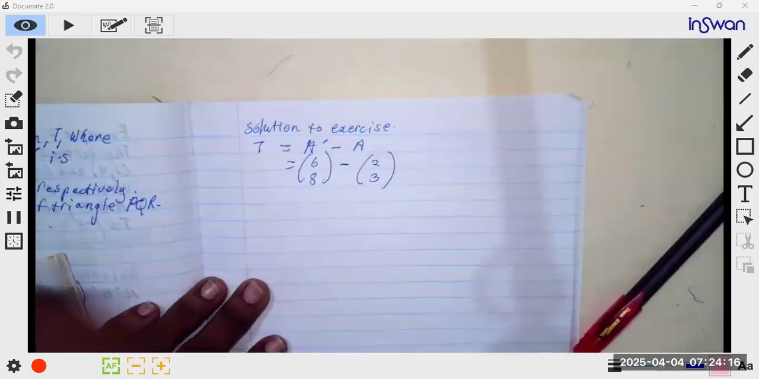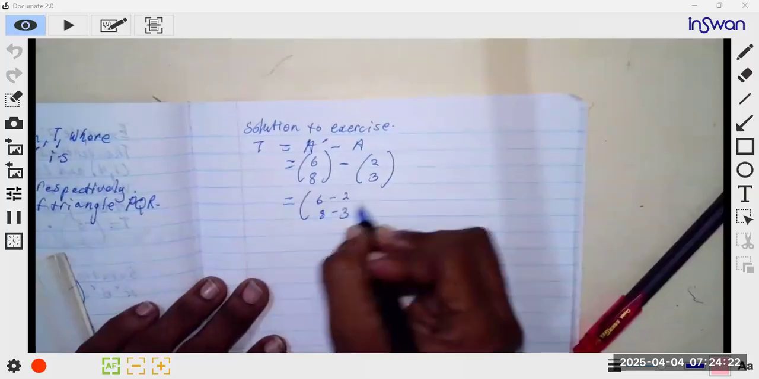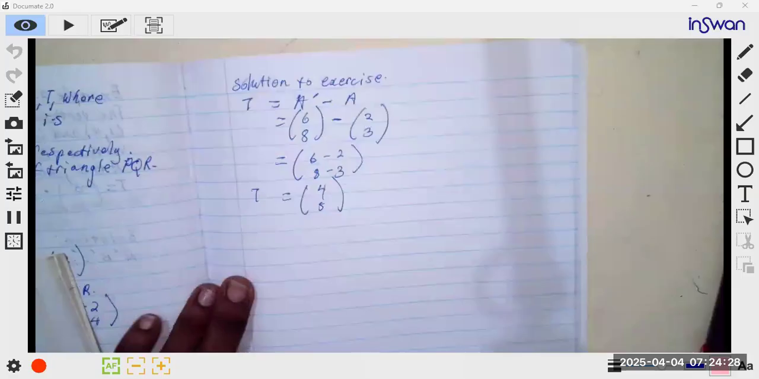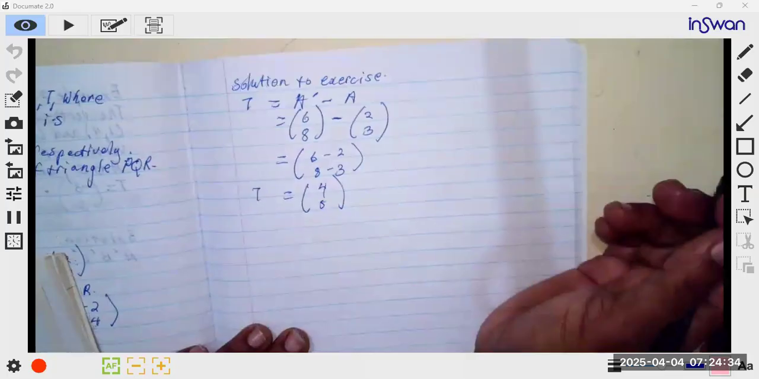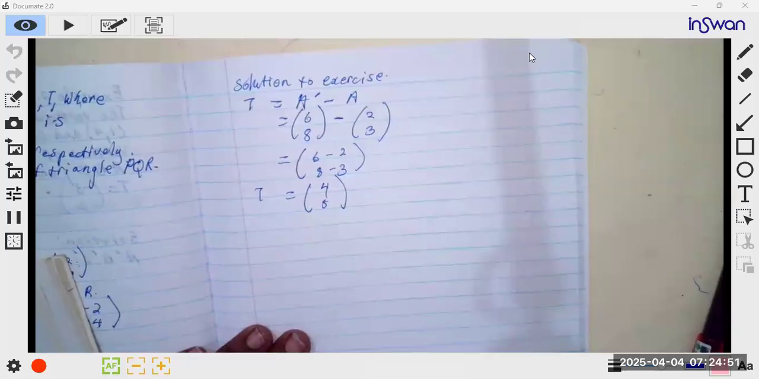All right. So what did you get? 6 take away 2 and 8 take away 3. So you get a translation vector of 4 and 5. That's what you got? No. What did you do? Miss, I had it back to front. Oh, you put the object first and then the image. So you make a correction there where your translation vector will be the image first and then the object. So the image take away the object, right? Understand that?